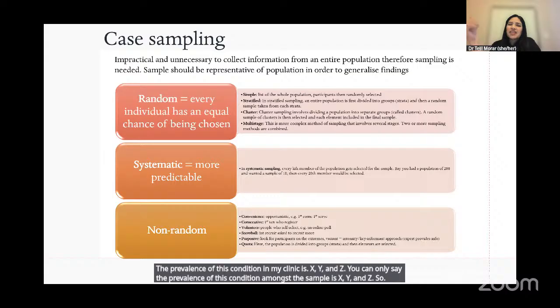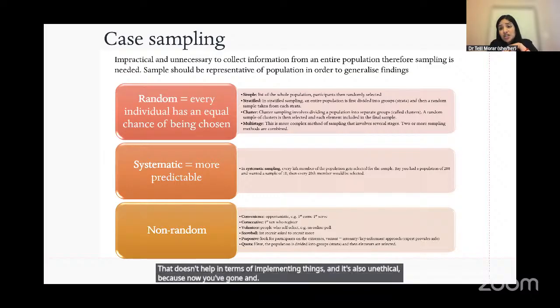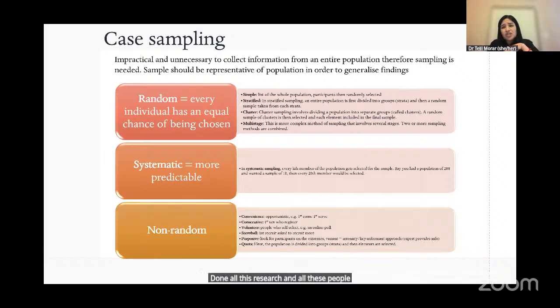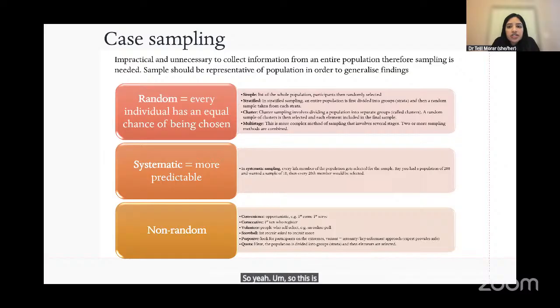So that doesn't help in terms of implementing things, and it's also unethical, because now you've gone and done all this research on all these people, but you actually can't draw conclusions that are clinically helpful. So yeah. So these are the different types of case sampling.